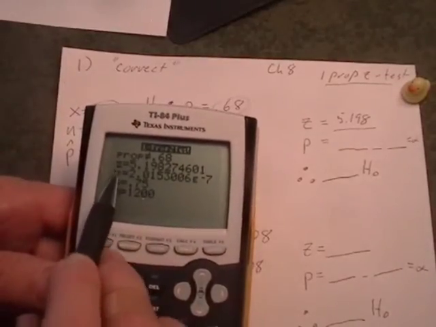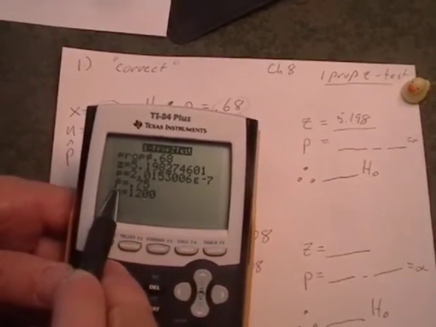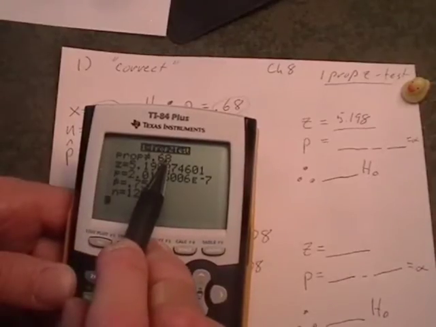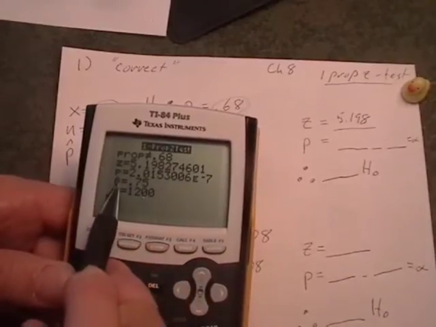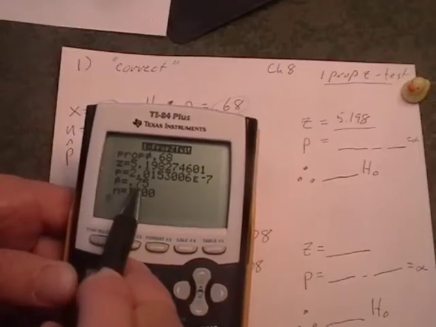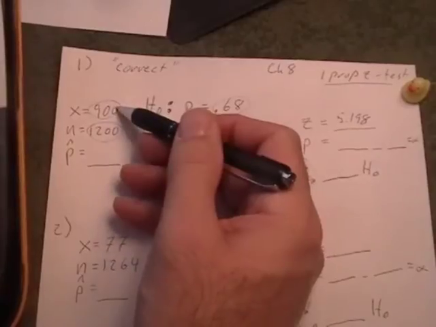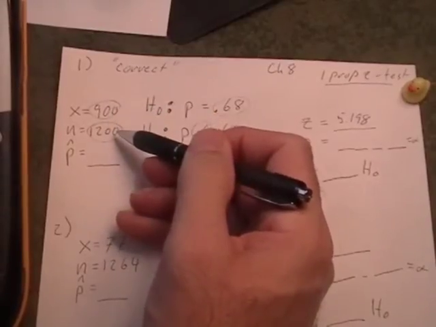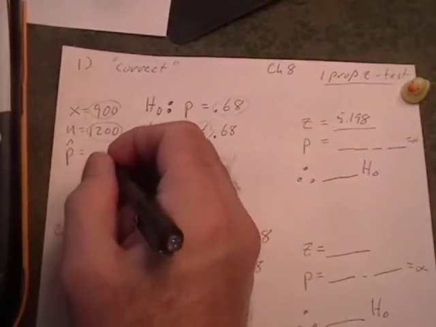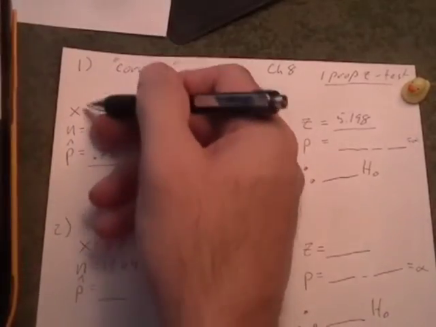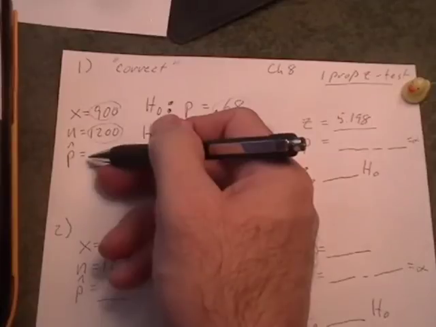Next, you've got 2 different types of p. There are actually 3. First is p0, which was 0.68. Second is p hat, which is the proportion in the sample. 900 over 1200 is going to be 0.75. For proportions, I like knowing x, n, and p hat.